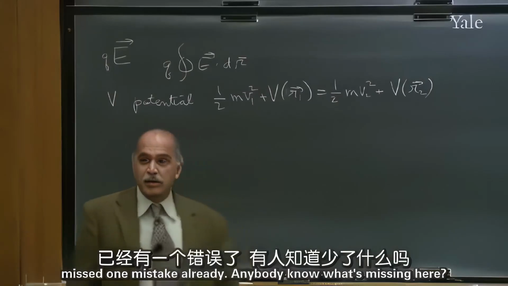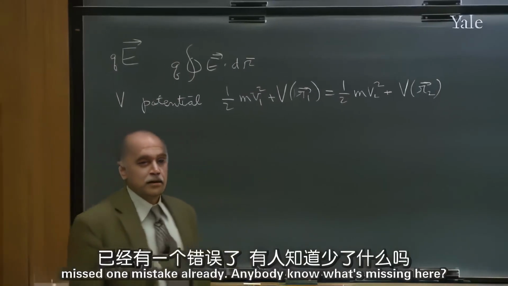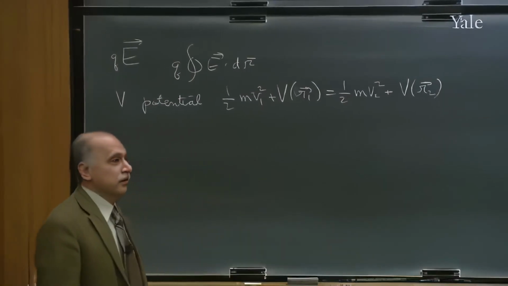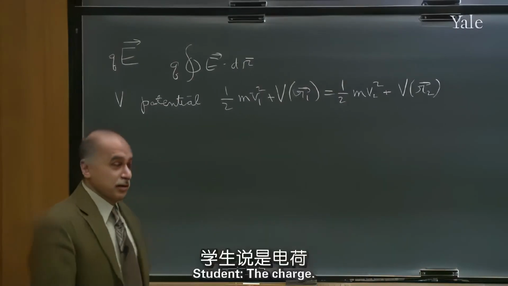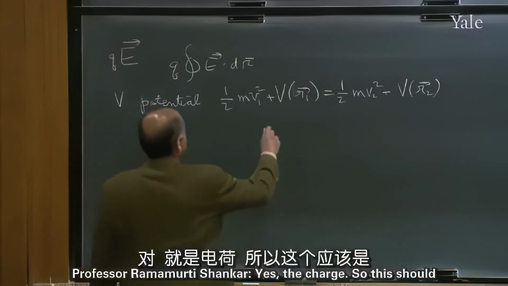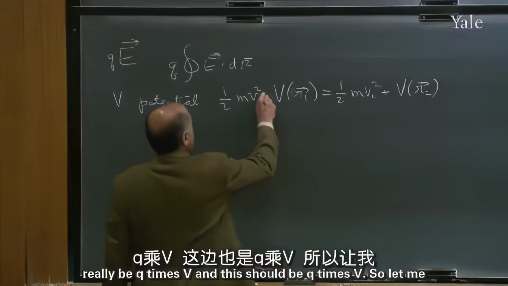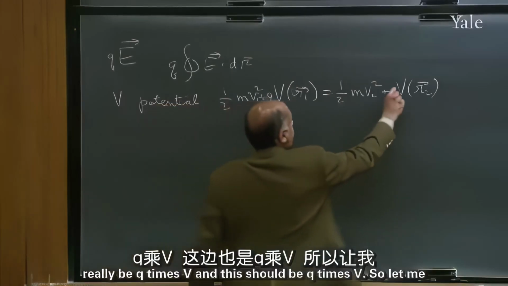Anybody know what's missing here? Pardon me, yes? What's missing? The charge. Yes, the charge. So this should really be Q times V, and this should be Q times V.